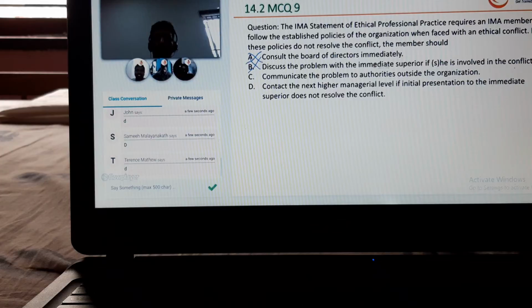Communicate the problem to authorities outside the organization. That you should do only when it is legally required or when you are authorized to. So you should not do that. Contact the next higher managerial level if initial presentation to the immediate supervisor does not resolve conflict. That's correct. So your answer D was right.